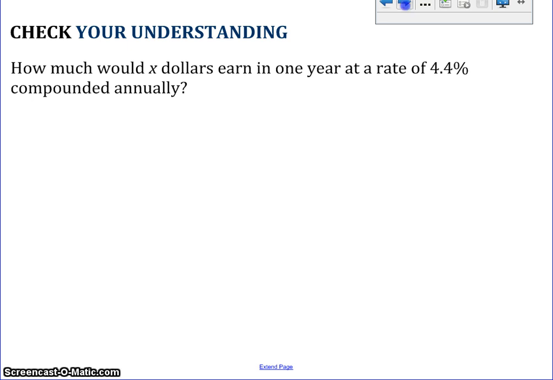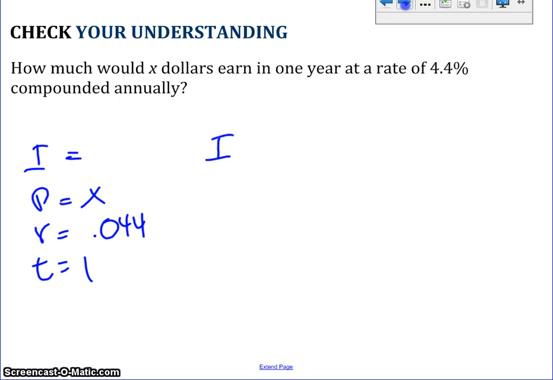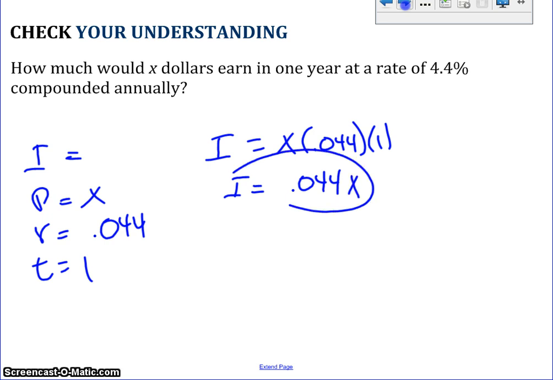Okay, so again, we're looking at I = PRT, and it says how much would X dollars, so the principal is X, earn in 1 year at a rate of 4%. As a decimal, that's written as 0.04. And it's just interest equals the principal times the rate times the time. So multiplying that out, the interest equals 0.04 times X. And that's your answer.